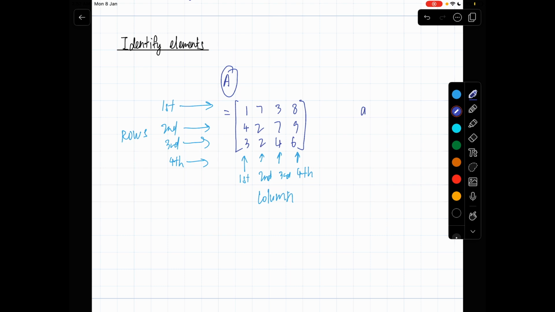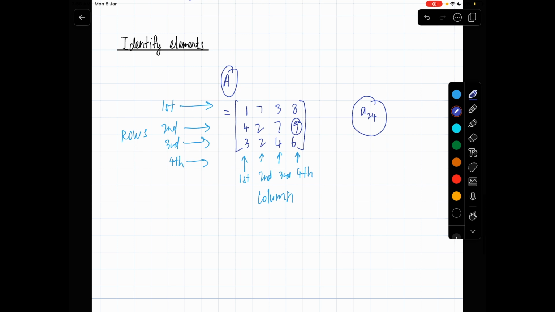So for capital A, you'll have small a, which is lowercase a, and then write the number of the row followed by the number of the column. So for 9, it's located in the second row, so write 2 right here, then right beside it write 4, fourth column. Remember to write it as a subscript instead of the same size. So number 9 is located at position a24.